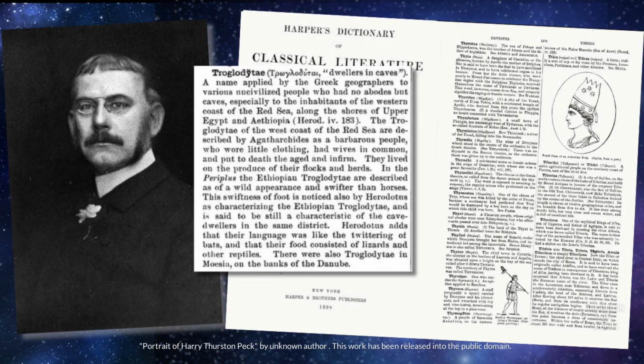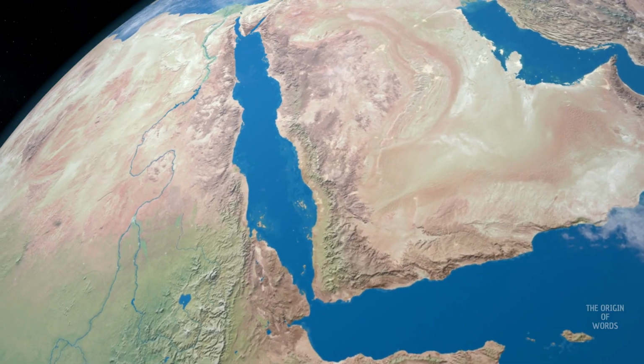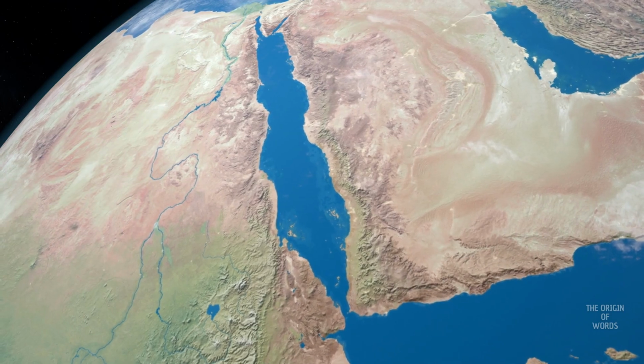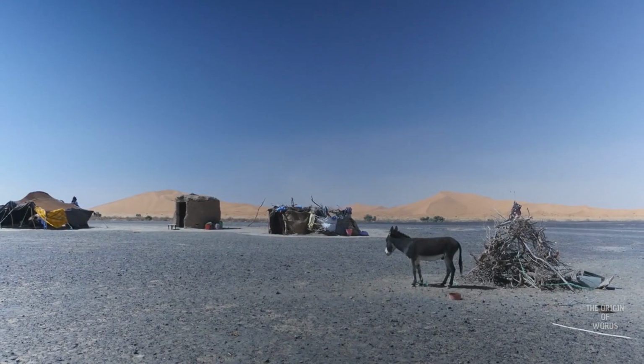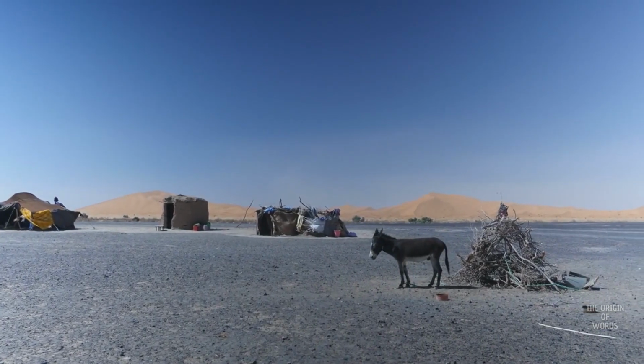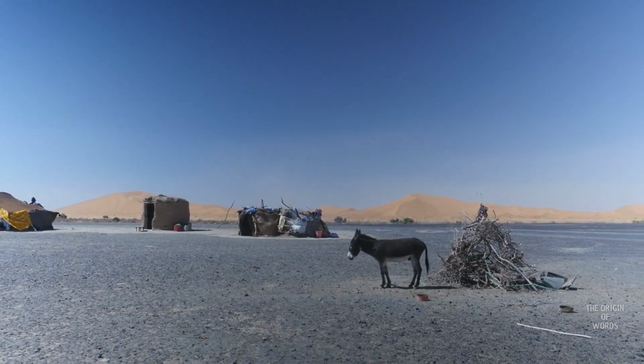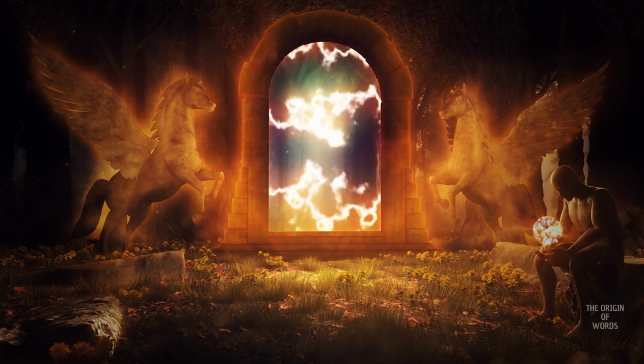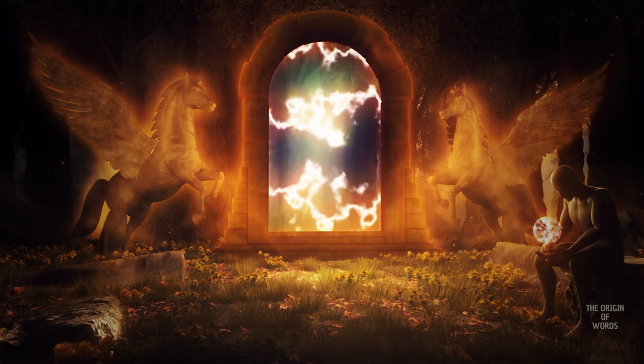In Harper's Dictionary of Classical Antiquities, 1898, Harry Thurston Peck noted that ancient Greek geographers, such as Strabo and Diodorus Siculus, applied the word troglodyte to describe various peoples who lived in caves along the western coast of the Red Sea. These people were often considered uncivilized or barbaric by the standards of the ancient Greek world. Greek philosophers Pliny the Elder and Plutarch described these cave-dwelling peoples in mythical and often fantastical terms.